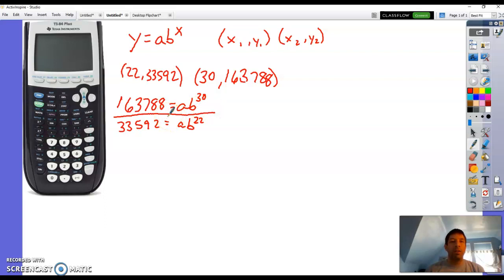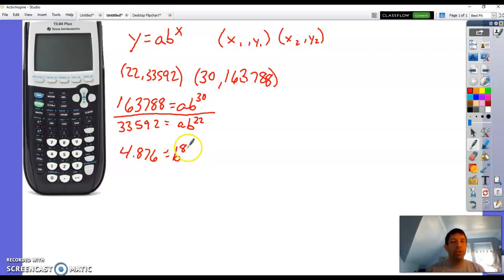So we're going to take 163,788 and divide that by 33,592, and that comes out to be about 4.876. Remember, when we divide, the a's are going to cancel. And when we divide b to the 30th by b to the 22nd, we subtract the exponents. So 30 minus 22 is 8.